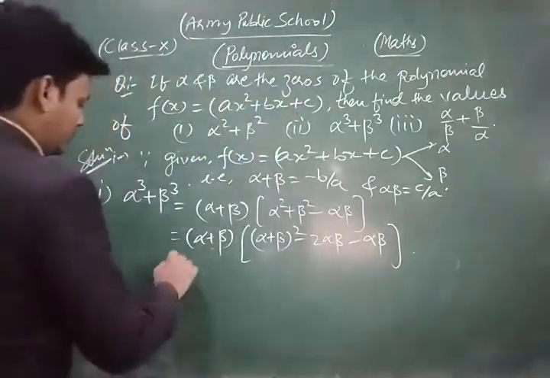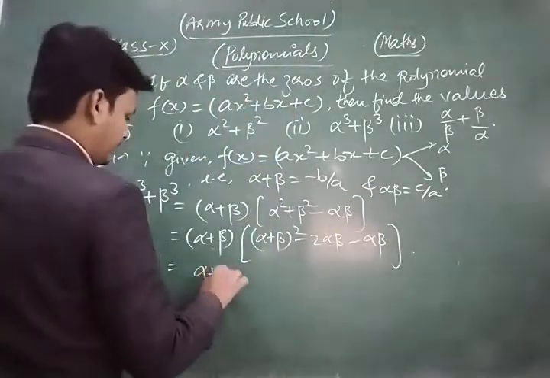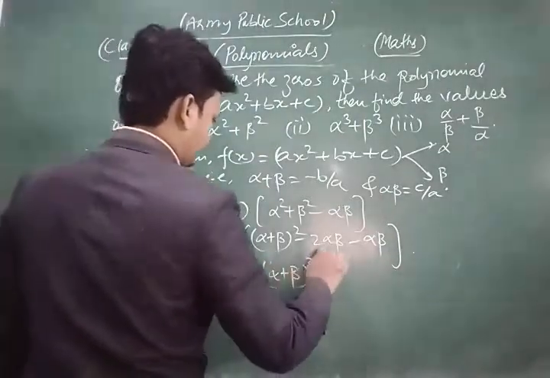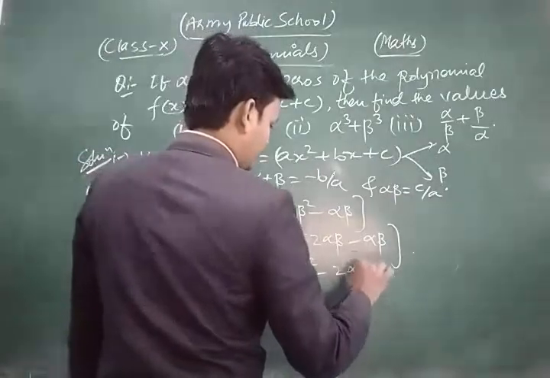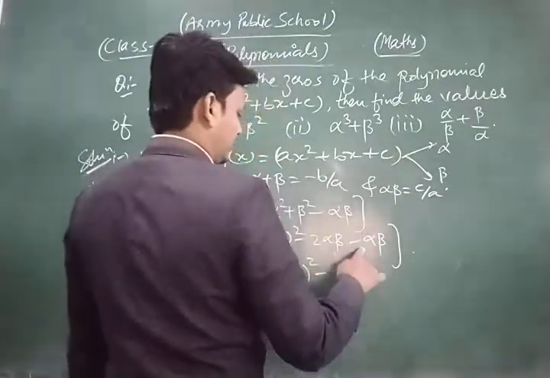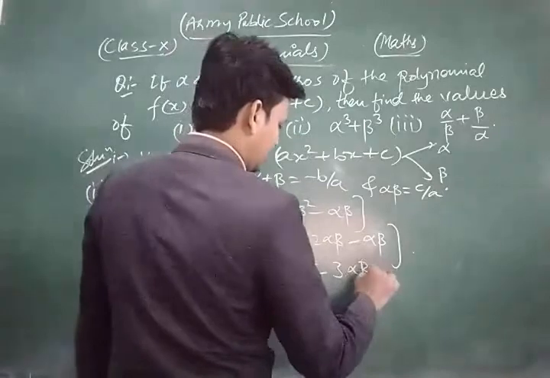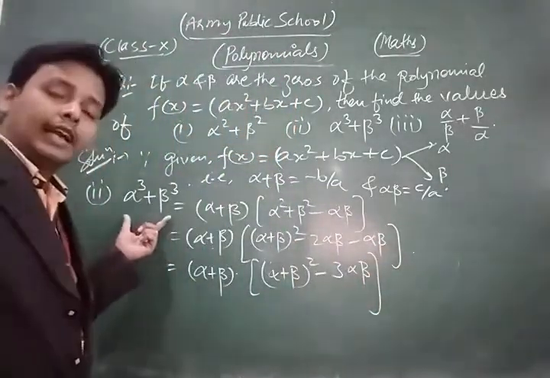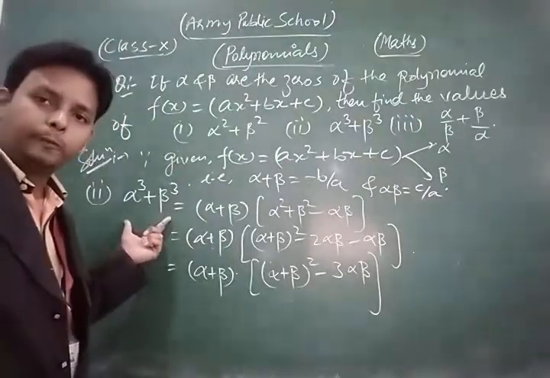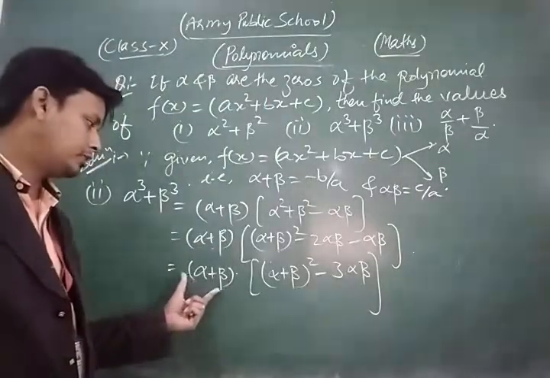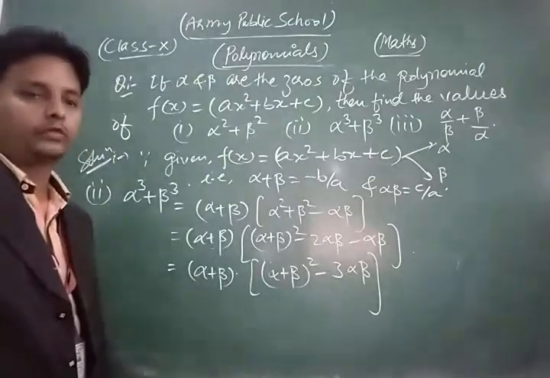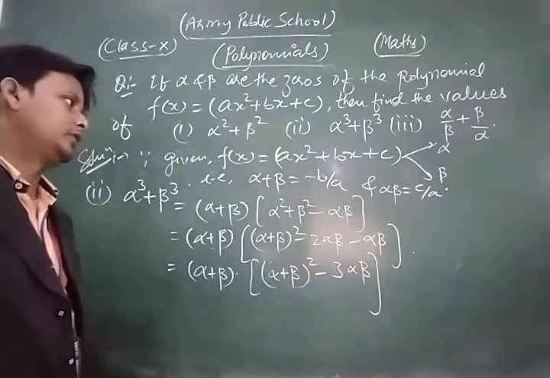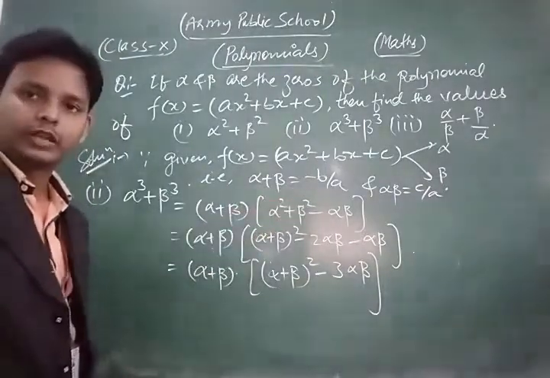Now here we can write alpha plus beta whole square, minus 2 alpha beta minus alpha beta, that is minus 3 alpha beta. Now look, we can write the value of alpha cube plus beta cube in the form of alpha plus beta in one bracket and in another bracket, alpha plus beta whole square minus 3 alpha beta. Now we put the values of alpha plus beta and alpha beta in this expression and simplify.